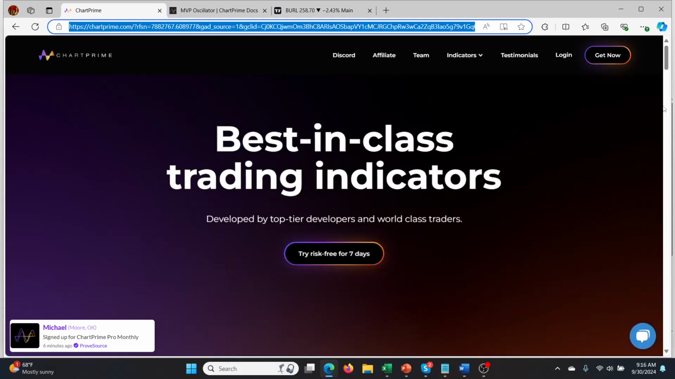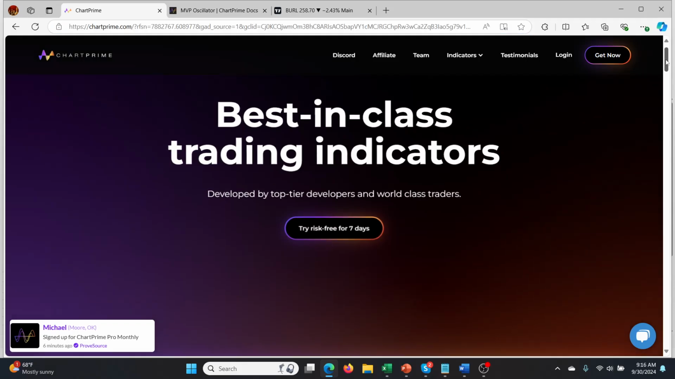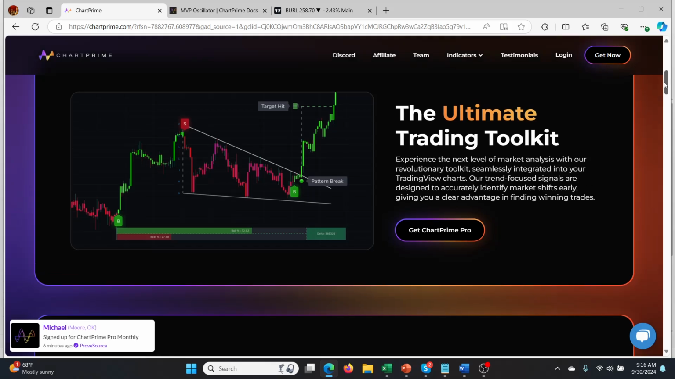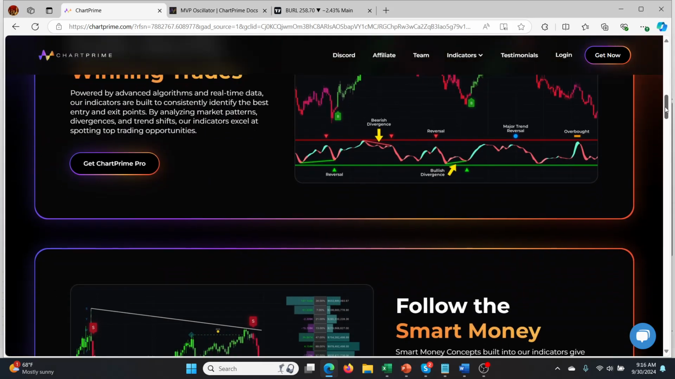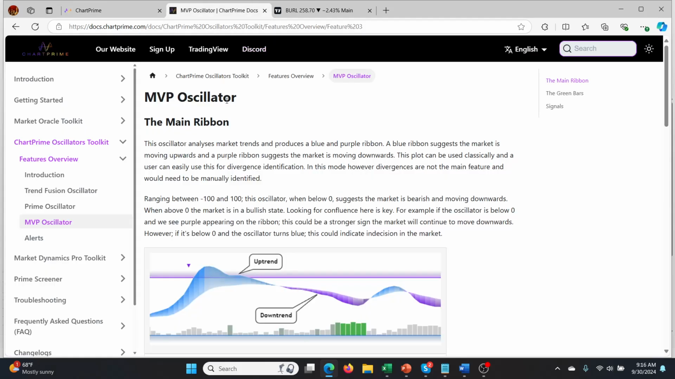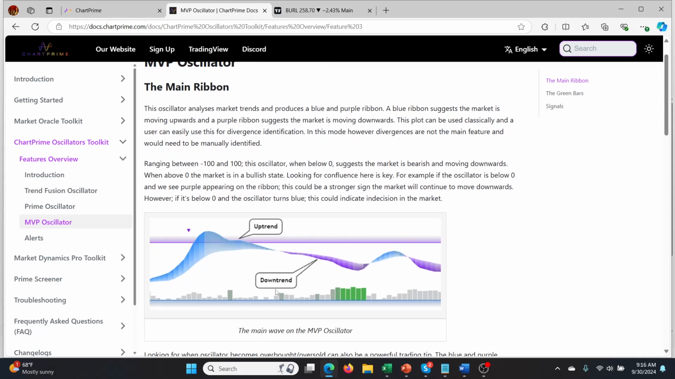So ChartPrime is this oscillator package, and like I said, it's going to be the final video. It has buy-sell signals, it has a whole bunch of stuff to it, and the final thing I want to talk about is this MVP oscillator. This is the documentation, which is pretty decent for this particular program. And you can see this is the MVP oscillator. The main ribbon is this blue and purple thing. So you can see it right here.